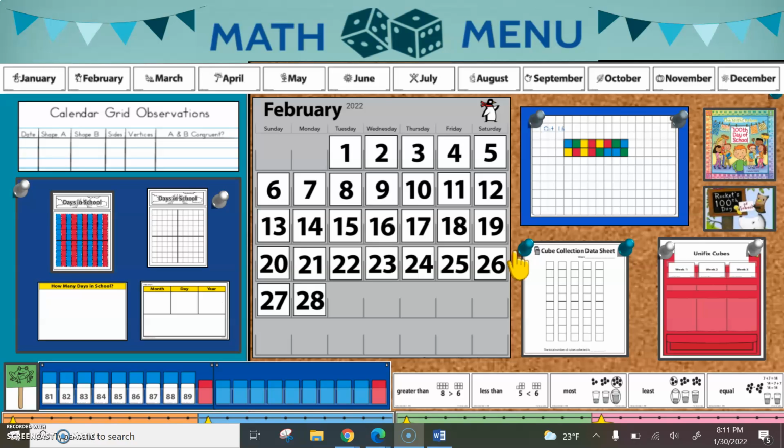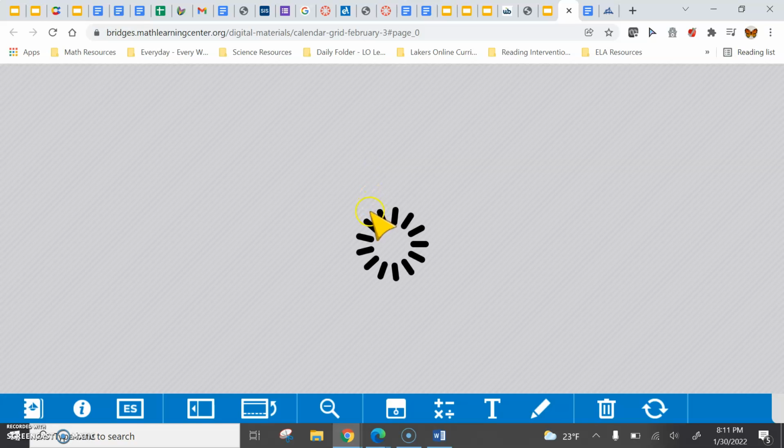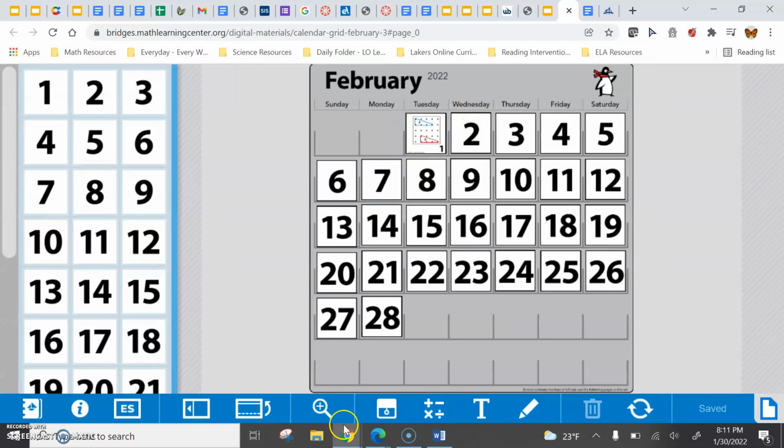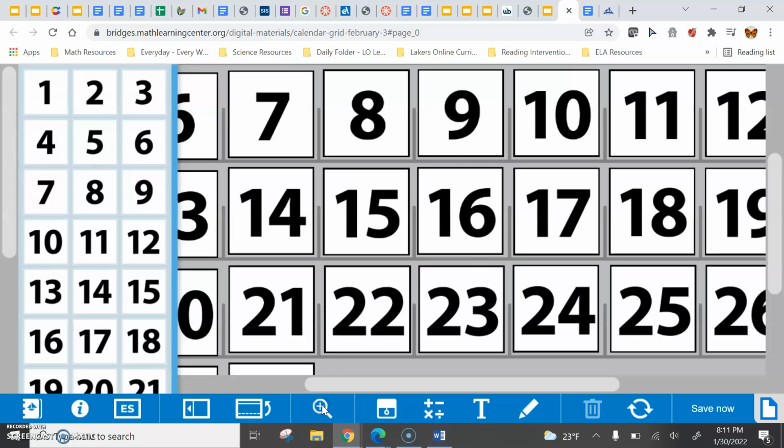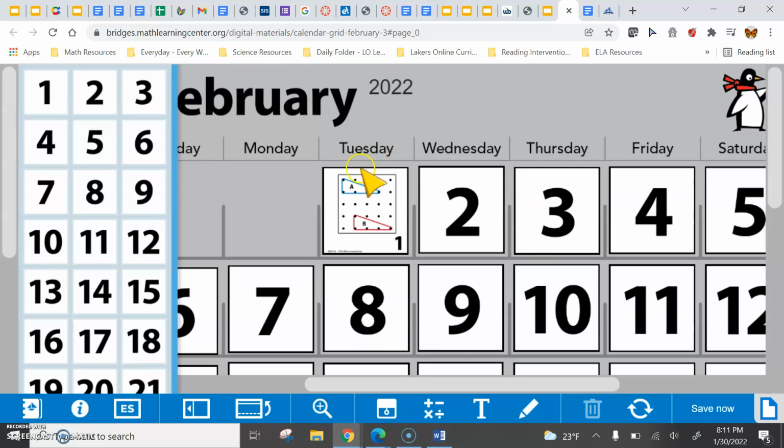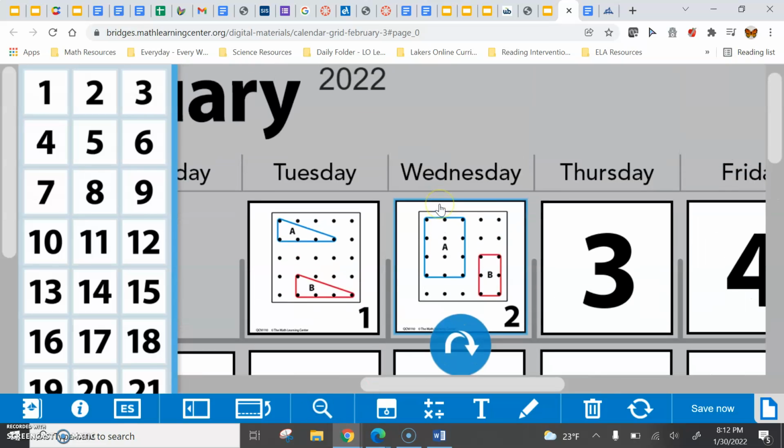Let's find out what is on our number corner calendar. We started talking about congruent shapes and how we could identify if they were congruent or not. Let's find out what we'll see on today's card. Wow, let me make this a little bit bigger.